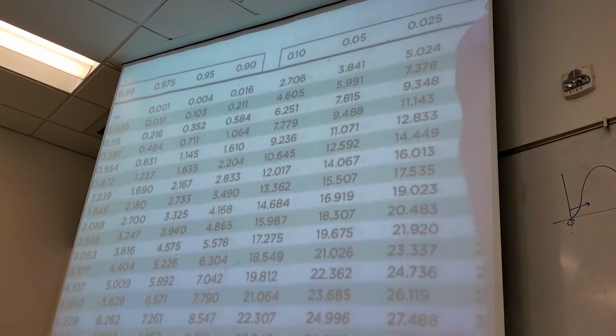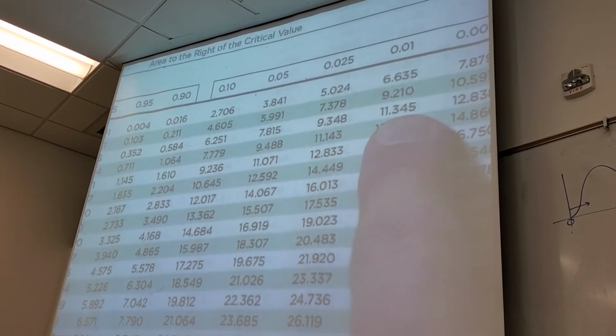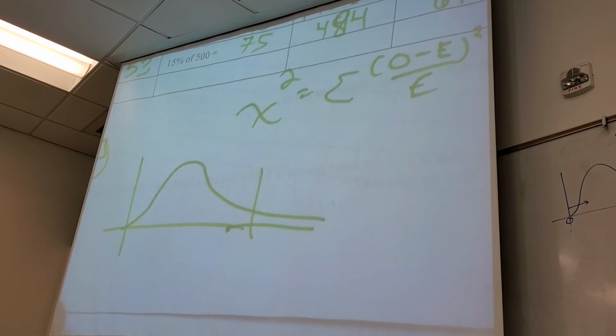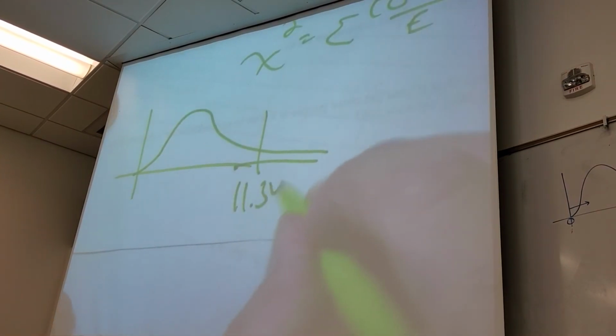So alpha is 0.01. And then I stop at degrees of freedom of 3. I get 11.345. Is that cool? You guys see that? So that is a very different number than we're used to, but it accomplishes the same thing. It sets up where evidence starts.